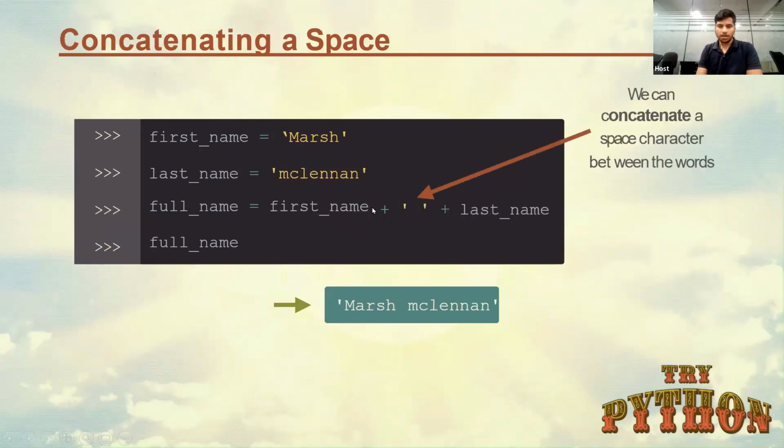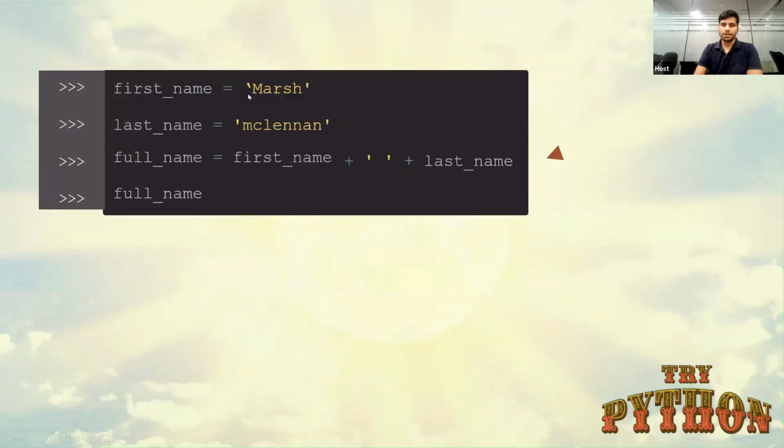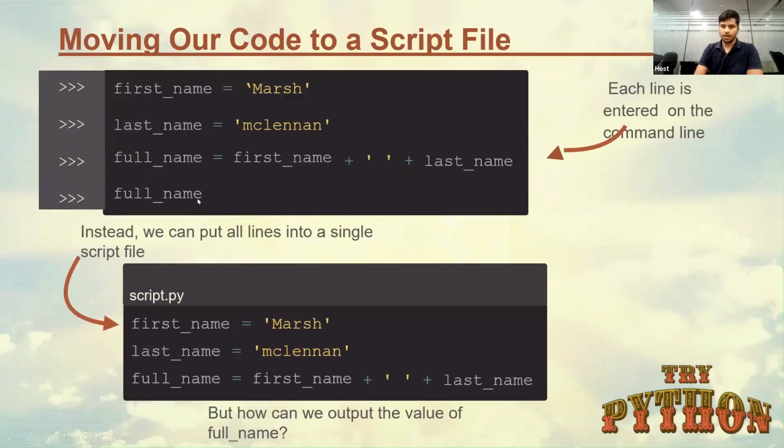If I need a space, I can add a string with only a space in it. So I can have a string with a single space. Here you can see I have made a string with a single space, and I'm getting Marsh space McLennan as an output. This is how you add two strings. All right. Now, here I have made two more variables. I'm just printing it, and I'm getting the same output.